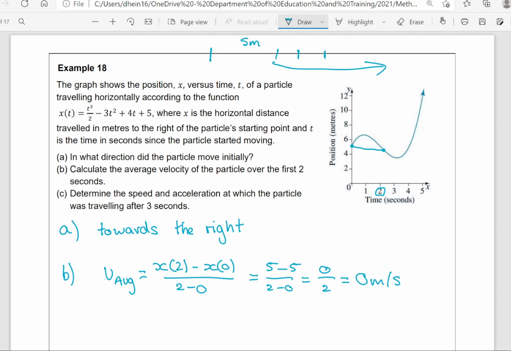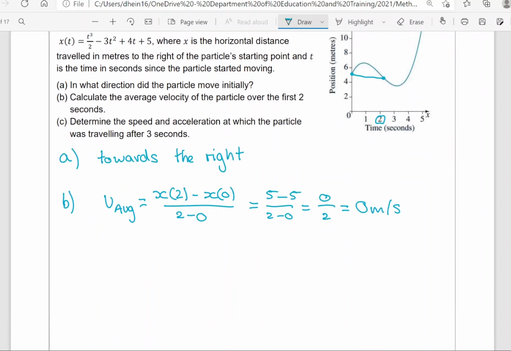And this is where the idea of average velocity is quite weak, because we know that it's been moving, but just by looking at these 2 points, we can see, or we think, that the average velocity is 0. It's not moving. So this is why we use instantaneous velocity to help clear out things like this.